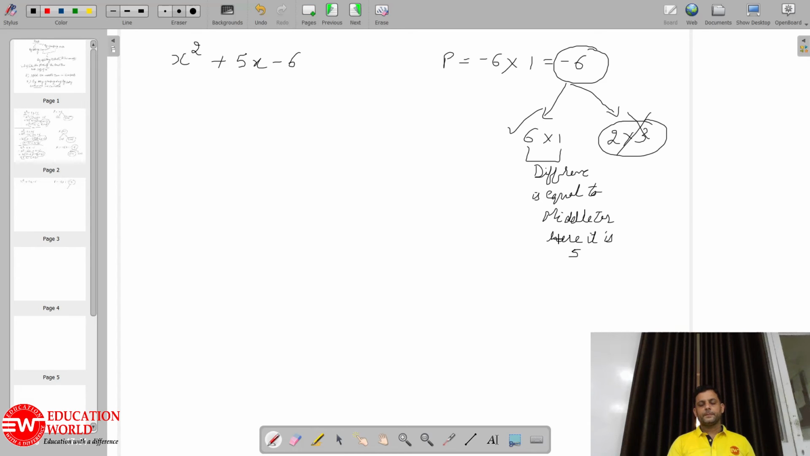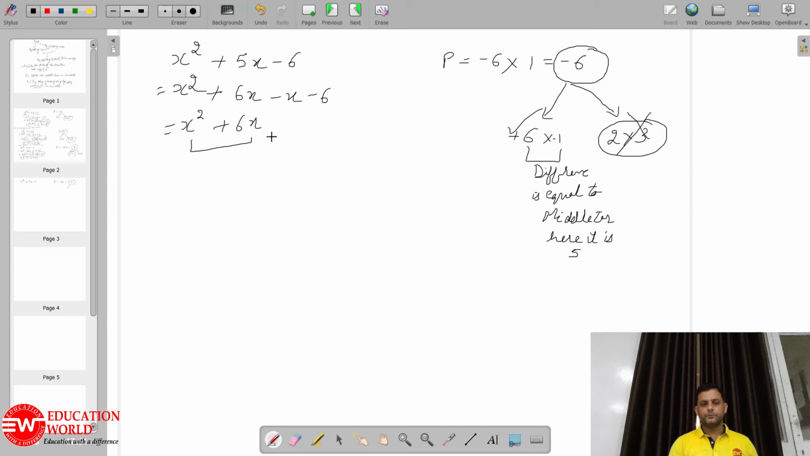5. Now what sign will I assign to the bigger one? I will assign positive. So 6 will be positive and this will be negative, because whatever the sign of the middle term, the bigger term will contain that. So 6x minus x minus 6. So it will be x square plus 6x.